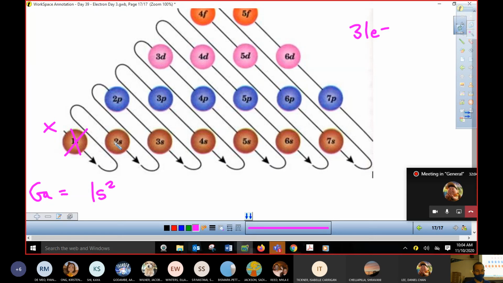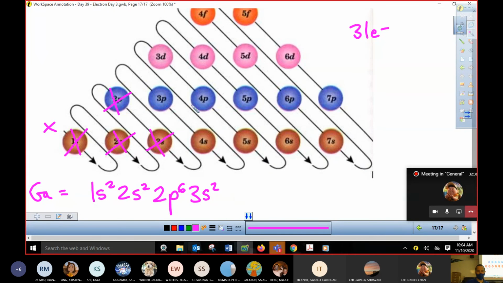Once you fill out the 1s, go to the 2s. 2s can hold 2 as well, right? So once we put 2 electrons in the 2s, we keep moving on. The next one is the 2p. How many electrons can go in the second energy level P? Max number is 6. Yes, 6. So 2p can hold 6. And then after that, we go 3s. Because it's an S, it only has one orbital that can hold 2 electrons. So we're up to 12.